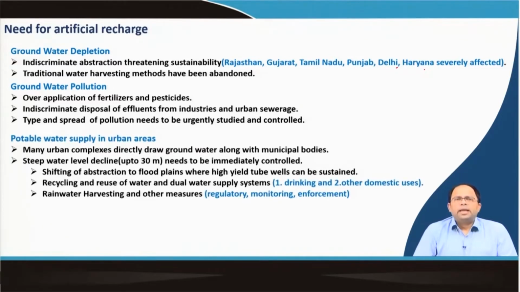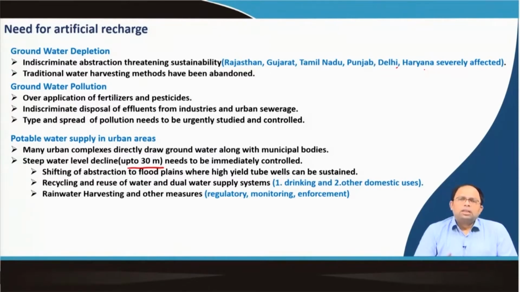Then potable water supply in urban areas is also, as we are discussing, 50% of the water in urban areas is supplied from groundwater sources, and many of the urban complexes, that means large residential complexes of maybe 1,000 or 2,000 apartments, are drawing groundwater because municipal bodies are not able to supply them the quantity of water they require. So, along with municipal bodies, these complexes are also putting in their deep wells and drawing water from the ground, and we are seeing a steep decline of the water level, maybe even up to 30 meters. The groundwater table is going down in some of these areas where this kind of abstraction is happening.